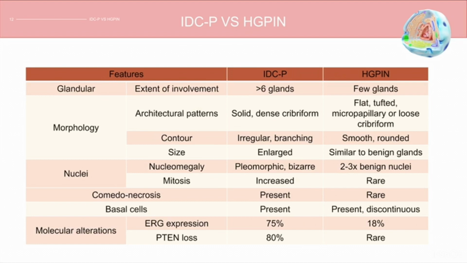The nucleus will be pleomorphic and bizarre in intraductal carcinoma of the prostate, whereas in HGPIN it will be 2 to 3 times the size of benign nuclei. Mitosis will be increased in intraductal carcinoma. Comedonecrosis and basal cells will be present in intraductal carcinoma of the prostate, but in HGPIN basal cells are present but discontinuous. In molecular alterations, ERG expression and PTEN loss are found in the majority of cases of IDC-P, but in HGPIN these alterations are seen very rarely.